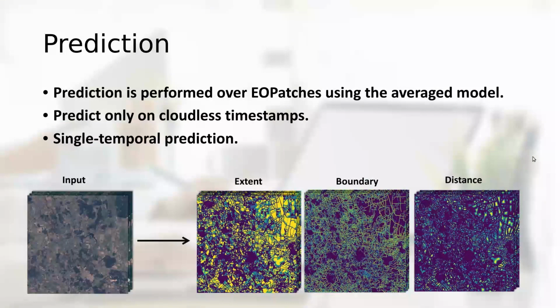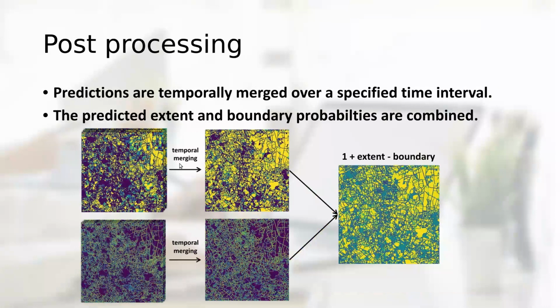1000 by 1000 pixels. And we only do prediction on cloudless timestamps. So we look at all the acquisitions within an EOPatch, where you can imagine a temporal stack of predictions, and we filter out the ones that are cloudy. I think the default limit is that the ones that contain more than 5% of clouds are disregarded. But there's also an option, I think, that the prediction is done on all, but the cloudy pixels are disregarded when doing the temporal merging in the post-processing. And again, the prediction done is single temporal.